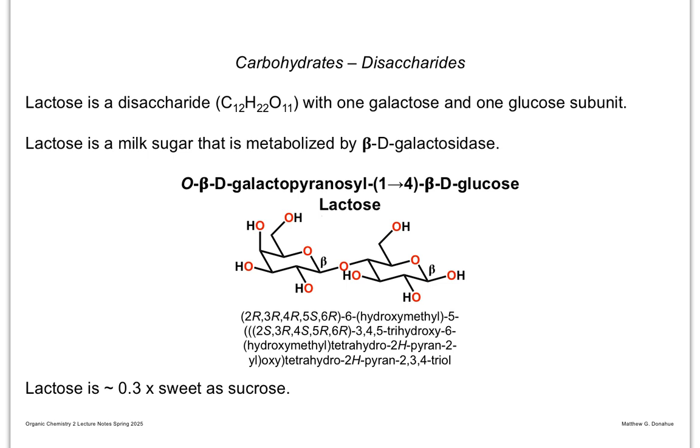Lactose has the C4 epimer of glucose, that's called galactose, linked from carbons 1 to 4, so a galactose to a glucose with that beta linkage. And lactose is perceived as being 0.3 times as sweet as sucrose. So it's less sweet. Any questions?